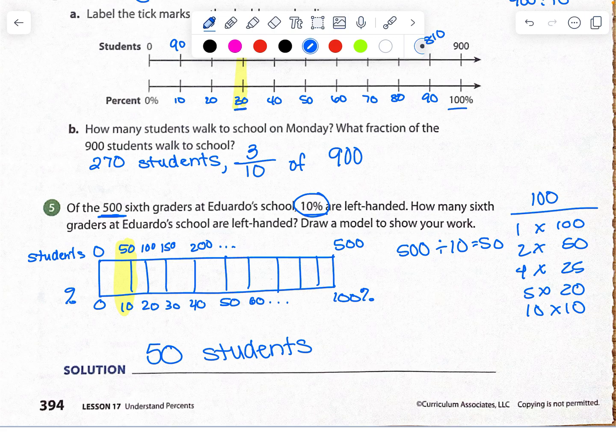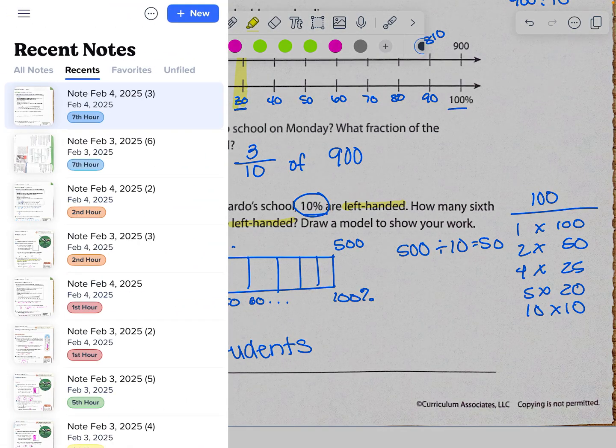Okay. The only thing I would say about this one is just be careful reading, because this does ask how many are left-handed, but sometimes I might say this many are left-handed, how many are right-handed? So you have to kind of watch out for that. Okay? And then you're going to continue by working on that next page as an assignment.